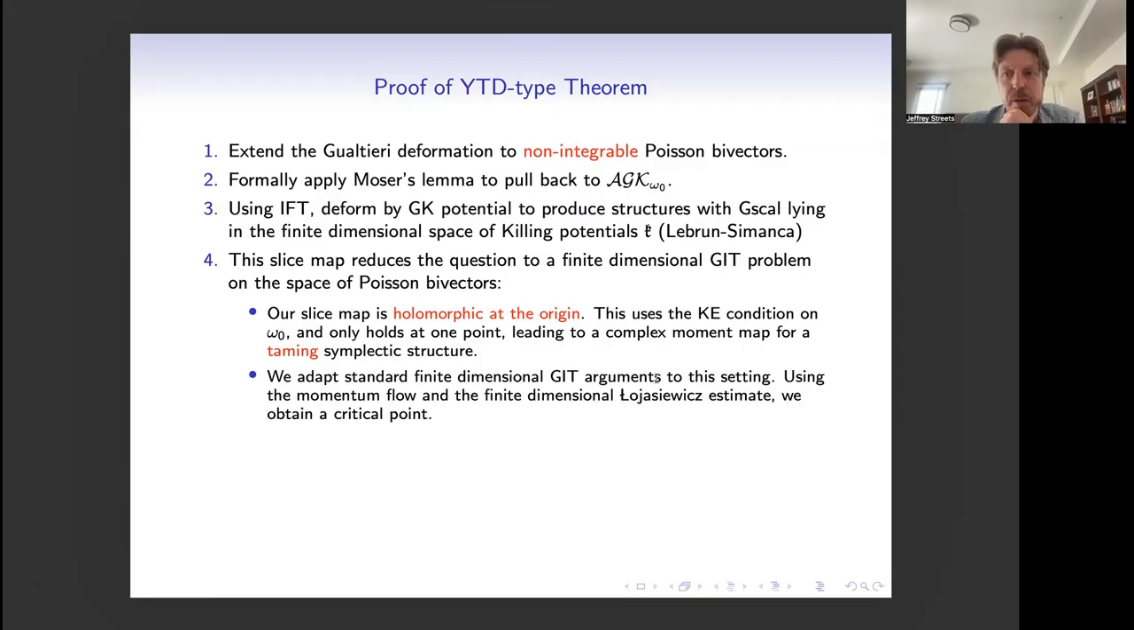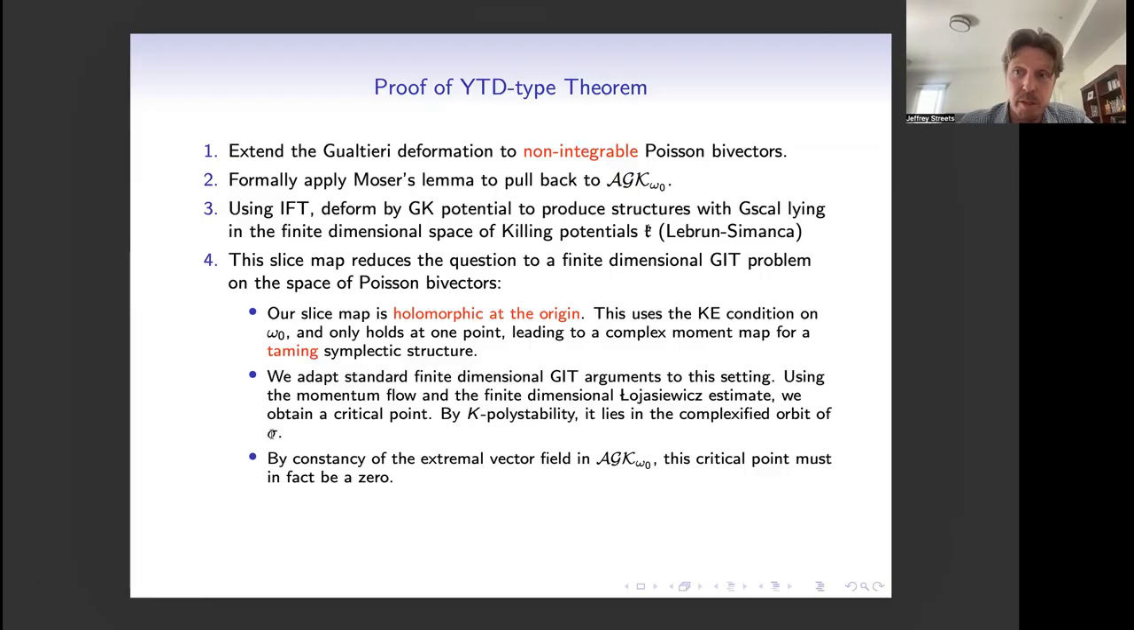And again, the argument is basically the same. You use the flow of the moment map, and the key estimate, as always, is this Łojasiewicz estimate that we'll always have in the finite dimensional setting. And you can get a critical point. And by the assumed K-polystability, we know that this critical point that we hit indeed lies in the complexified orbit of sigma. So here's where the stability condition plays a role.